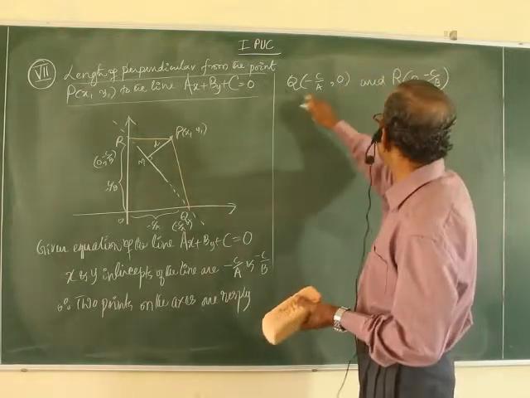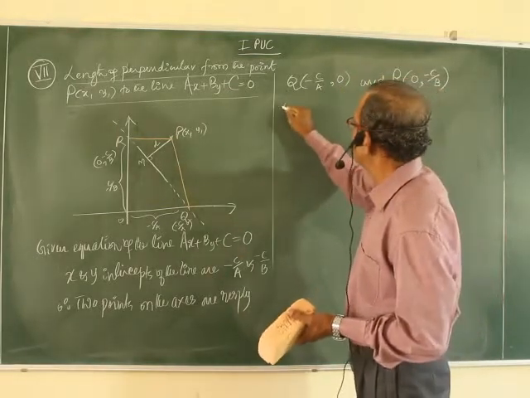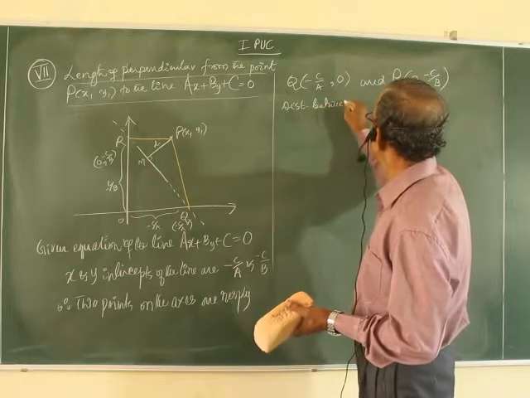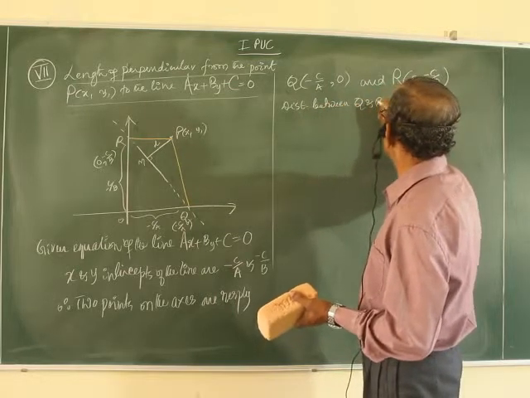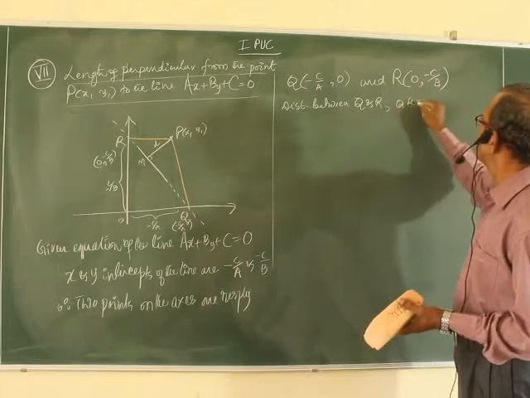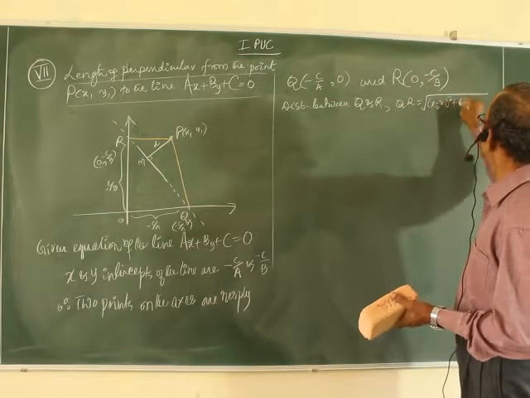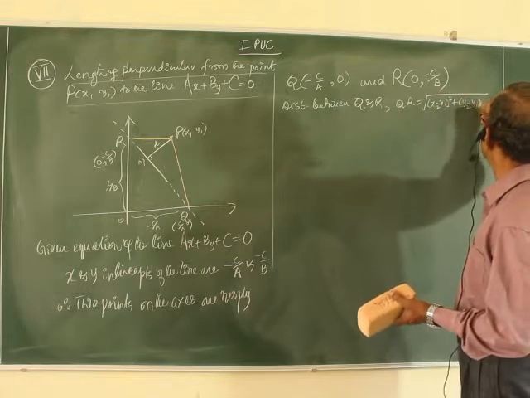Can you find the distance between Q and R? Distance between Q and R. QR equal to root of x2 minus x1 whole square plus y2 minus y1 whole square.